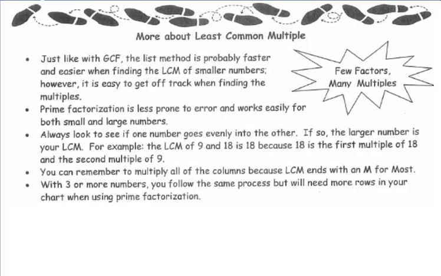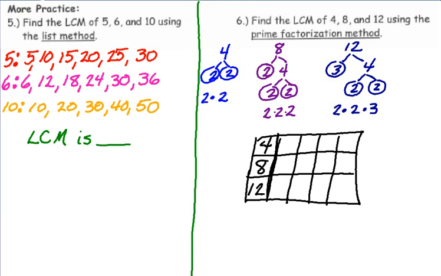Here are some hints, just like GCF. The list method is probably faster for LCM, but it's easy to get off track. You can read these when you get a chance. Now let's try it with 3 numbers. The LCM of 5, 6, and 10 using the list method. Here are your multiples of 5, your multiples of 6, and your multiples of 10. So you're looking for your least common multiple, and here it is right here, 30.